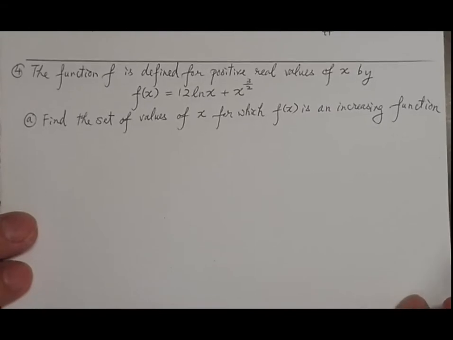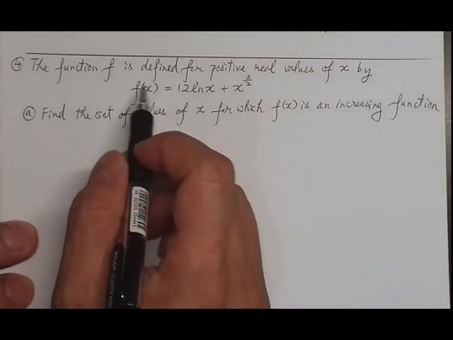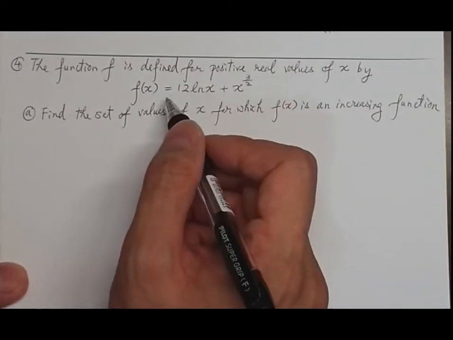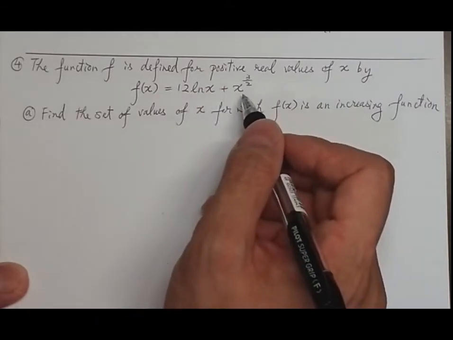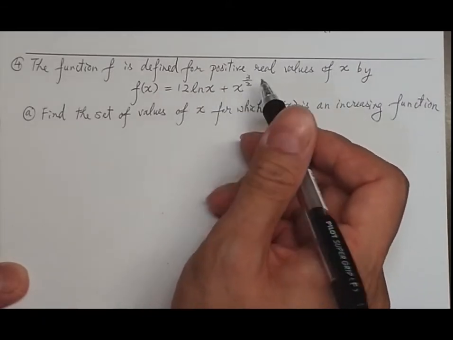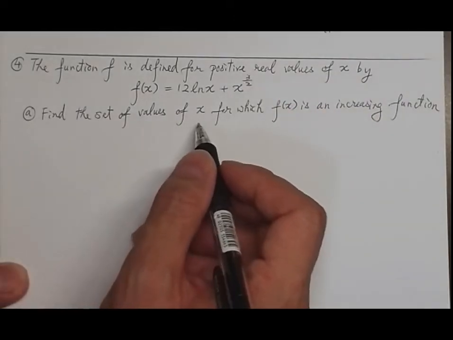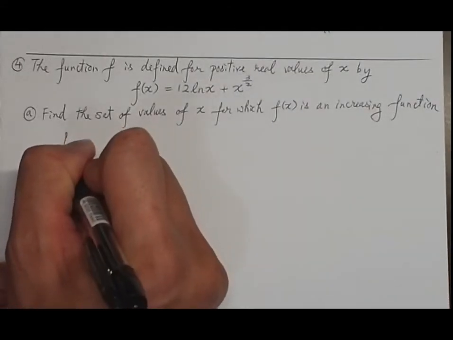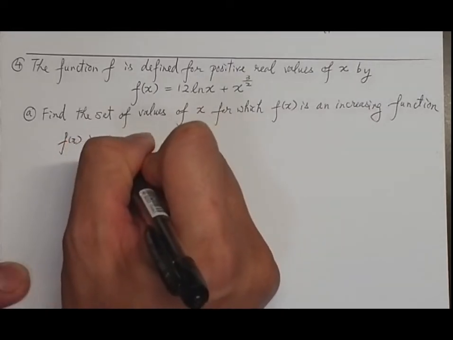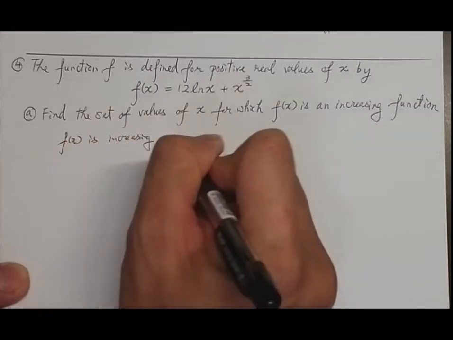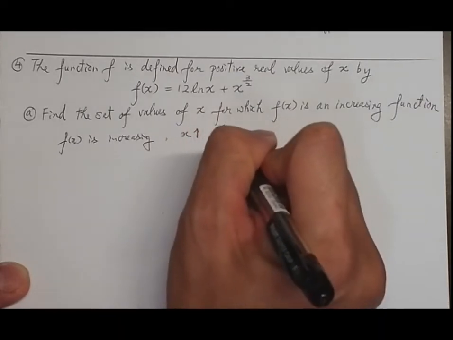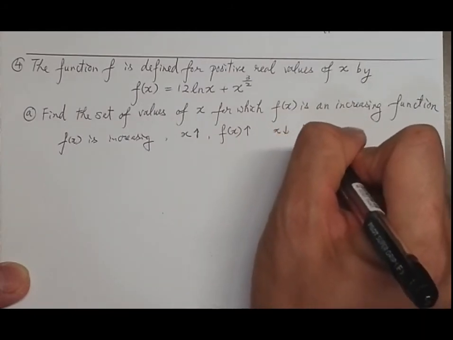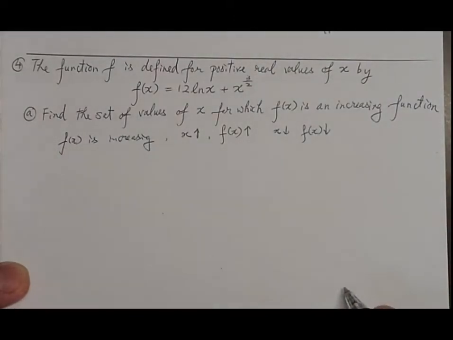Question number 4 here. The function f is defined for positive real values of x by f(x) equal to 12 log x plus x to the power 3 over 2. And we find the set of values of x for which the function is an increasing function. If the function is an increasing function, what this means is that when x is increased, f(x) is increased, and when x is decreased, f(x) is decreased. This is the increasing function definition.